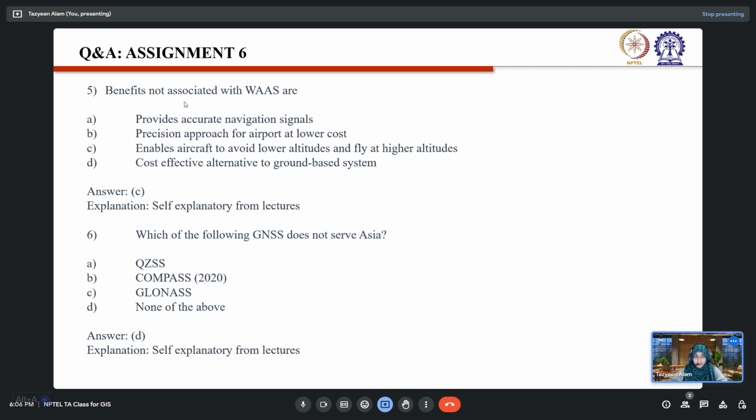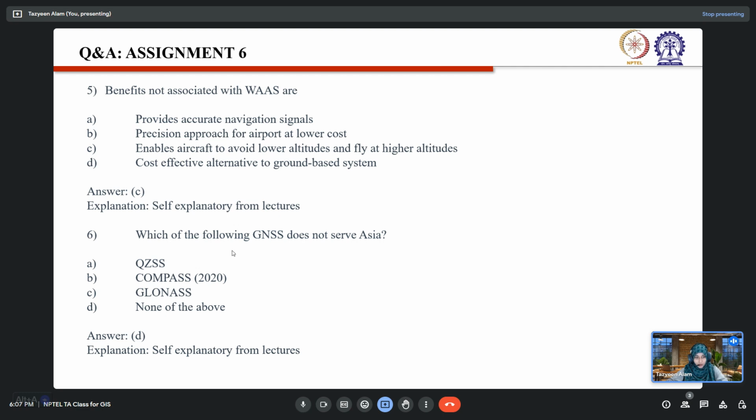Fifth, benefits not associated with WAAS. WAAS provides accurate navigation signals, precision approach for an airport at lower cost, and a cost-effective alternative to ground-based systems. So in this case, the correct answer is enables aircraft to avoid lower altitudes and fly at higher altitudes. This is not one of the benefits provided by WAAS, whereas the other three options are the benefits provided by WAAS.